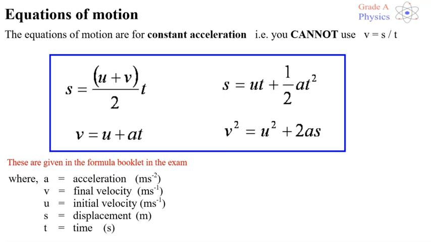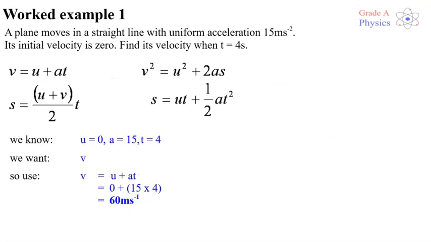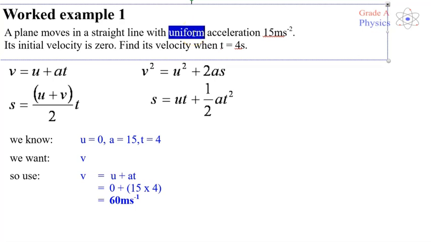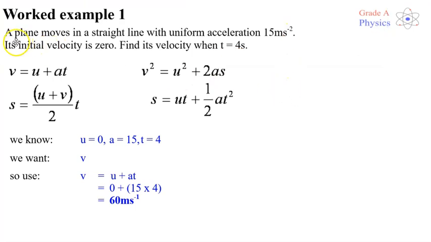So the first worked example, this is a nice simple one. We have a plane that moves in a straight line with uniform acceleration. So that word uniform is very important. That means constant, 15 meters per second squared, which is a very large acceleration. The initial velocity is 0. Find the velocity after 4 seconds.